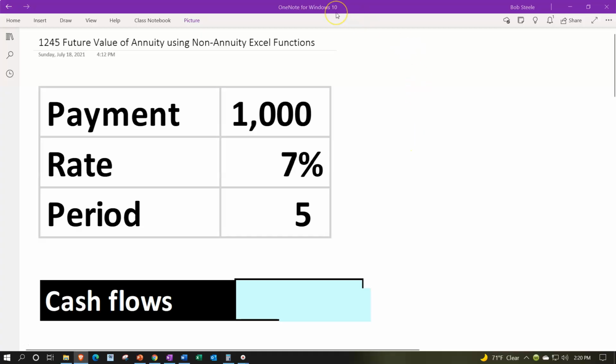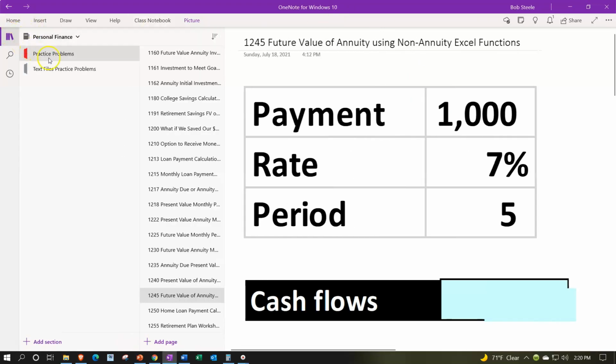Here we are in OneNote. If you have access to OneNote and would like to follow along, you're not required to, but if you would like to, we're in the icon on the left-hand side. We're in the Practice Problems tab, down in the 1245 Future Value of Annuity using Non-Annuity Excel Functions tab.